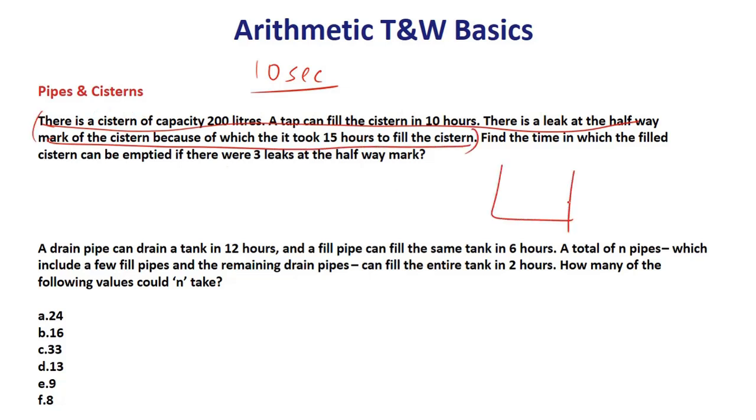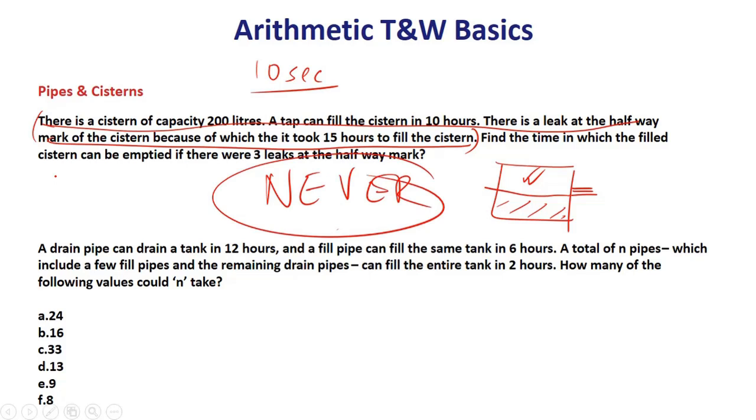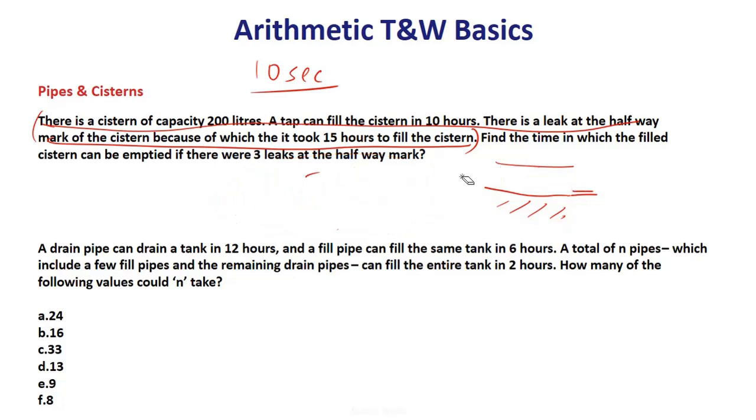You have a cistern that is filled and you have 3 leaks in the middle at the halfway mark. There is no way this tank is getting empty ever, right? Because these will empty the first half of the tank. For the second half there is no leak, which means that this will happen never. I hope you enjoyed it, and therefore I was asking you at the start, are you paying attention or not? Now that I know that you are paying attention, let me take you to another interesting question.